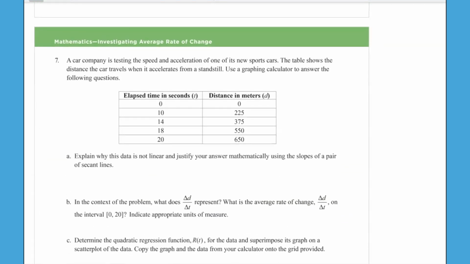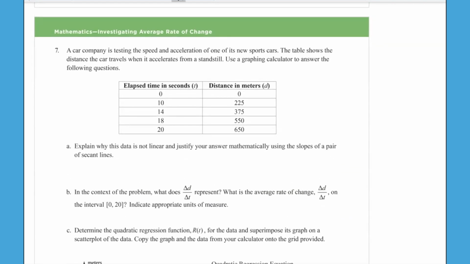And so here we have a car company that's testing the speed and acceleration of one of its new sports cars, and the table here shows the distances the car travels when it accelerates from a standstill. So we're going to use a graphing calculator here. And the very first question they're asked is to explain why the data is not linear. And of course, you're hoping to hear from them that it's because the average rate of change isn't constant. And I often will abbreviate that AROC, but the average rate of change is not constant. And so that's what you hope to hear.